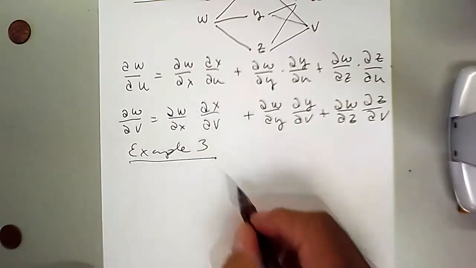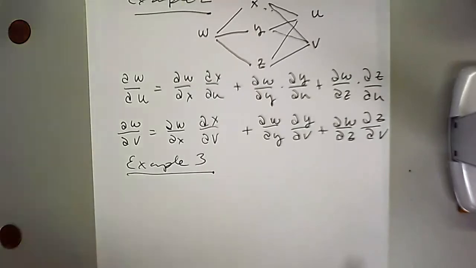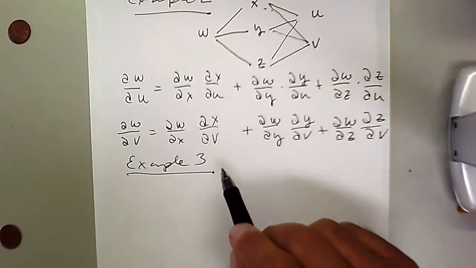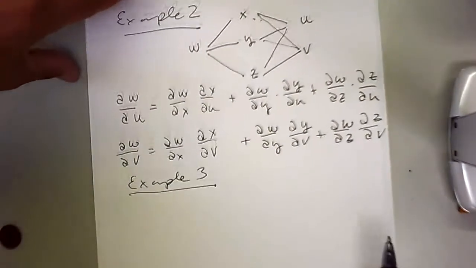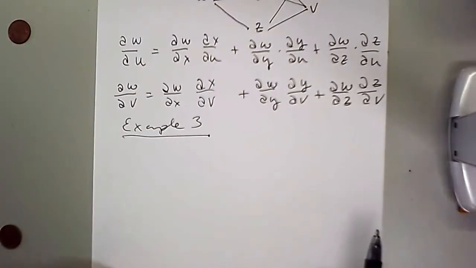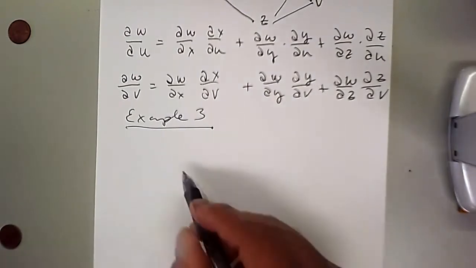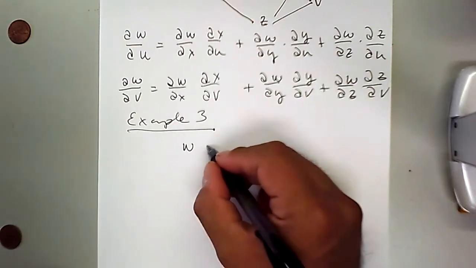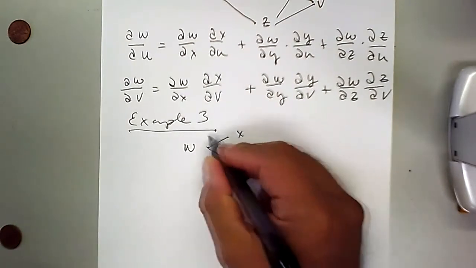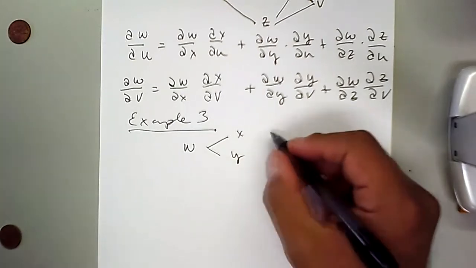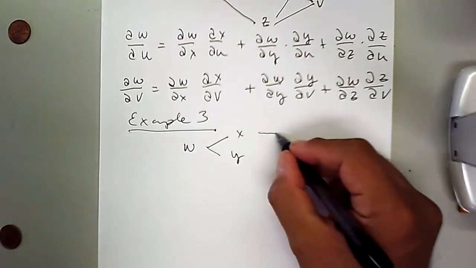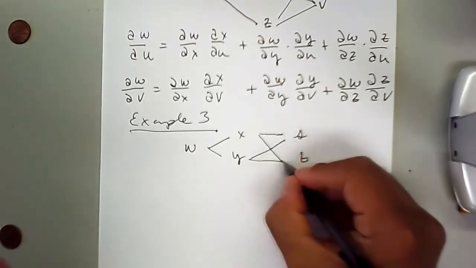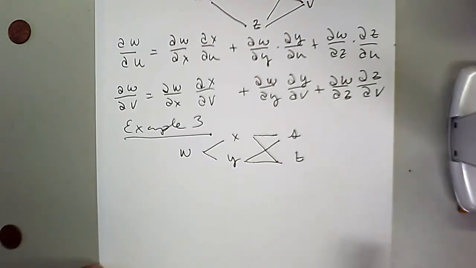Example 3. By starting with an example that is really complicated, and even that I could have made even more complicated, all the other ones seem so nice. So let's say W relies on X and Y only. So this is 3-dimensional. And then X and Y respectively rely on S and T. There. So this is two deep.